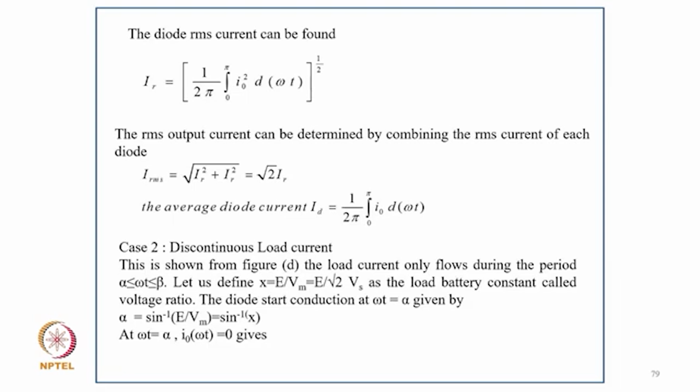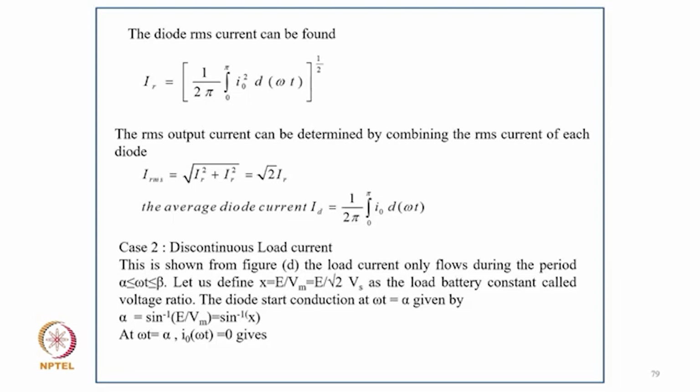So the diode current can be calculated: IR equal to in the root 1 upon 2 pi 0 to pi I square d omega t to power half, and the RMS current can be determined by combining the RMS current for each diode. So I RMS equal to under root I square plus I root 2 IR, and the average diode current is I equal to 1 upon 2 pi 0 to pi I0 d omega t. And for the second case, discontinuous load current, this is shown in figure D. The load current only flows during the period omega t from alpha to beta.